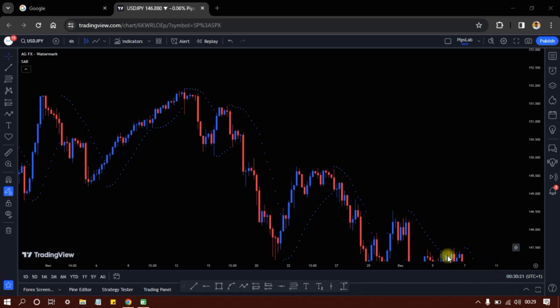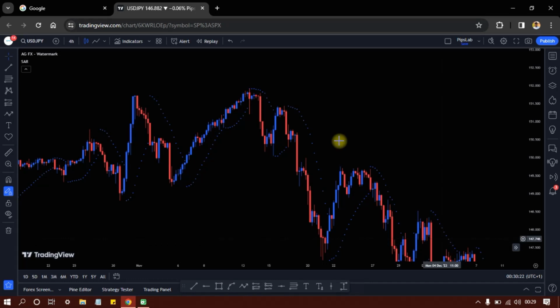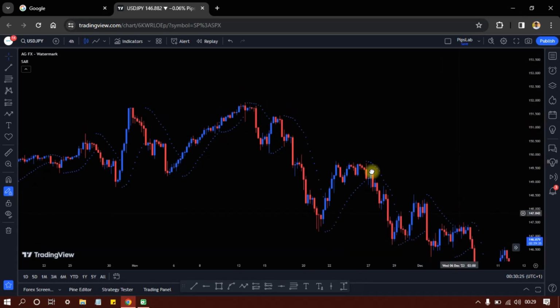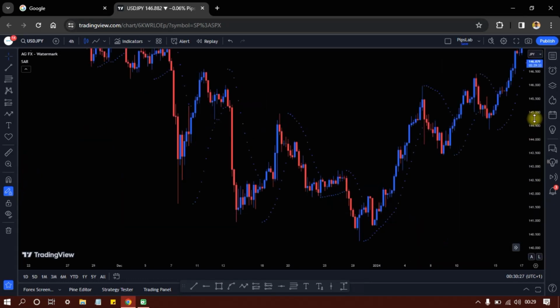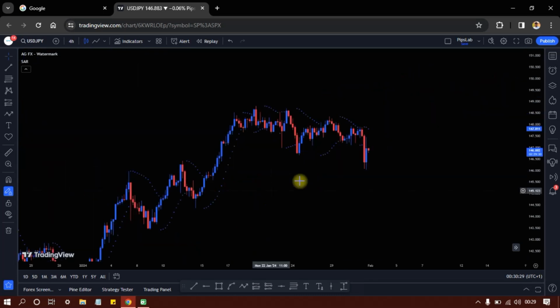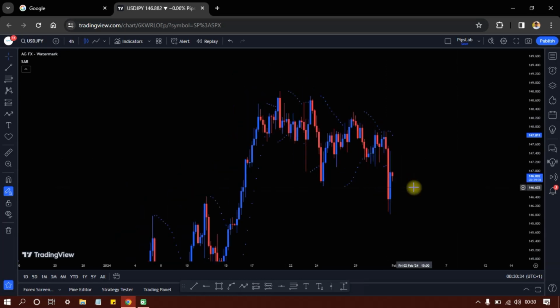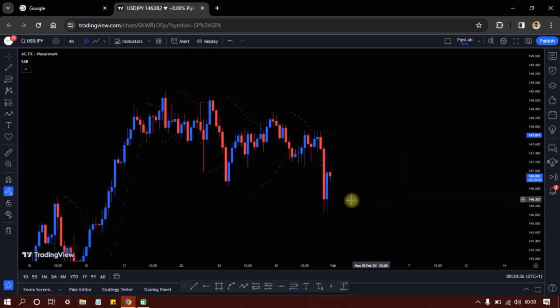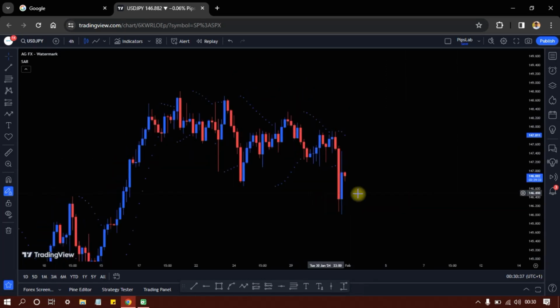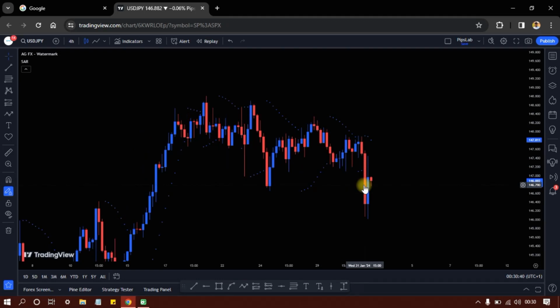Now, the parabolic SAR is not a strategy that gives you 100% win rate. As you know, all strategies are not a holy grail. You would encounter some losses, but be rest assured that you make good profits with this particular strategy. And that is everything on the parabolic SAR.